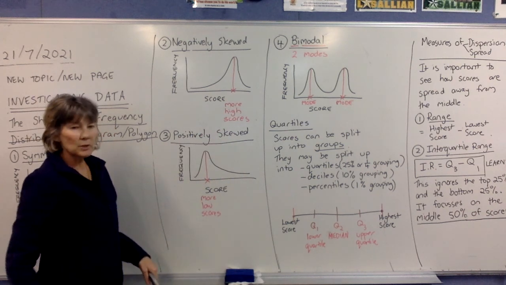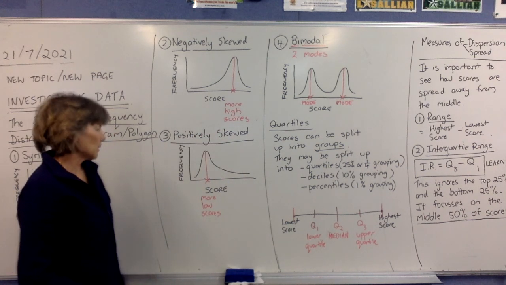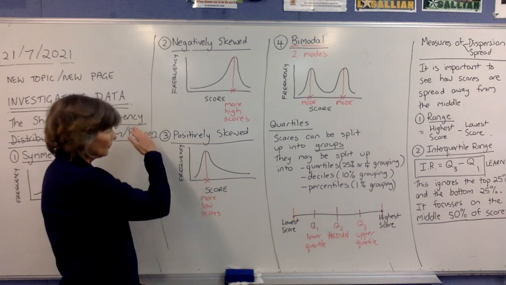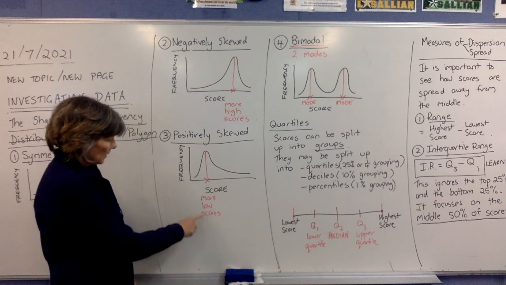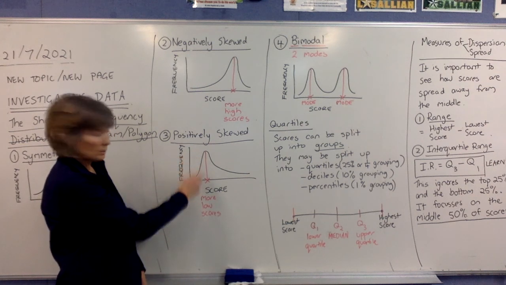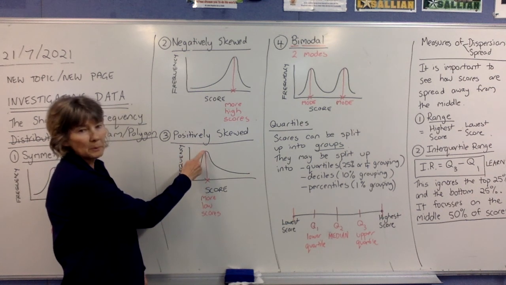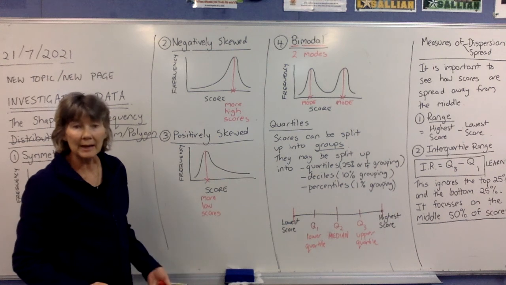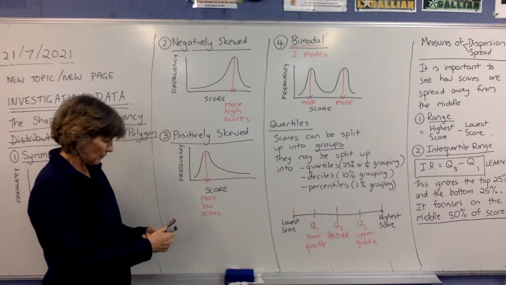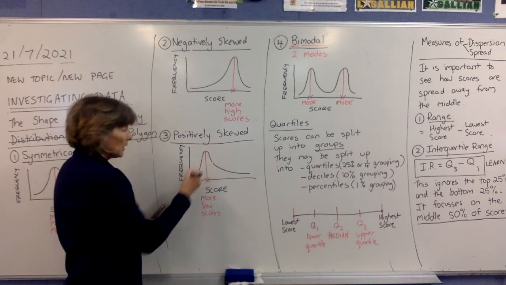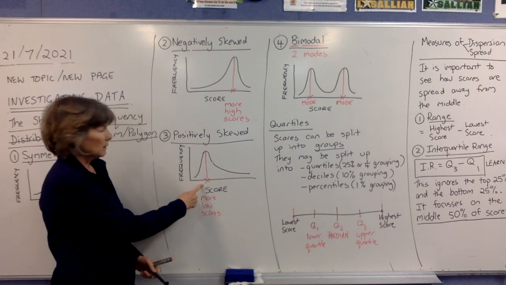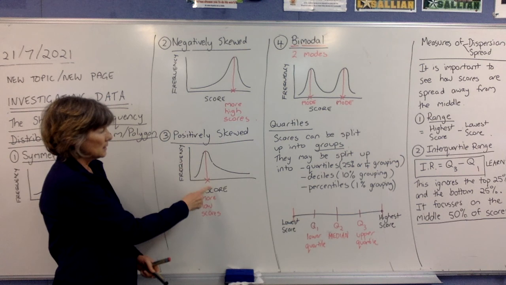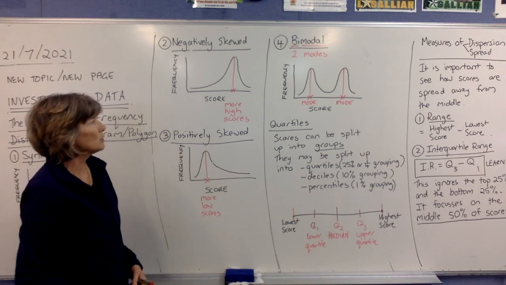The next one is positively skewed. Again, it's the opposite of what you sort of think. Positively skewed is heading in that direction, opposite to what you think, and it has more low scores. So here's your low scores here, and there's lots of people getting them. So if we gave you a hard exam or we gave you a test and none of you were ready for it, or you hadn't studied, we might get lots of people getting a low mark. That's what we've got in this case. Right, so that's positively skewed.